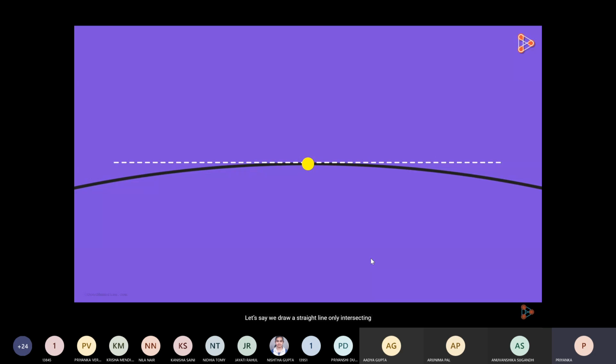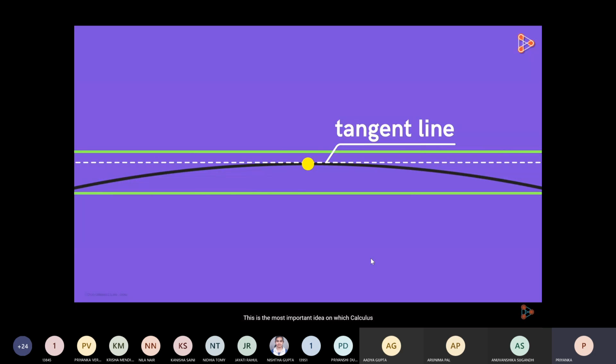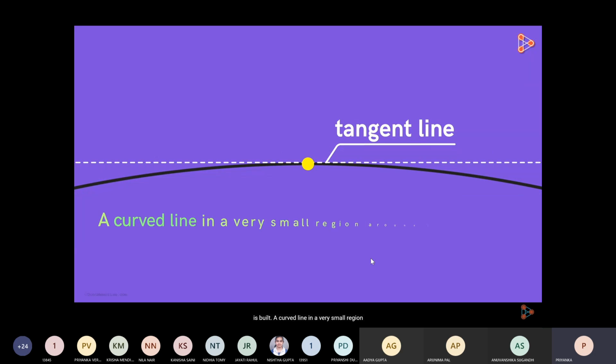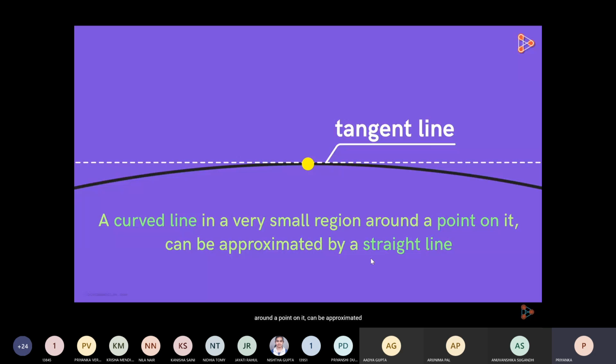So let's say we draw a straight line only intersecting the curve at this point. We can see that the curved line is almost the same as this straight line. We know that this line, which passes through only one point of the curve, is called the tangent line at that point. Take a moment and just observe what we found. This is the most important idea on which calculus is built. A curved line in a very small region around a point on it can be approximated by a straight line. This straight line is the tangent line at this point.